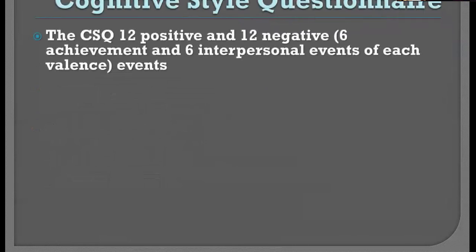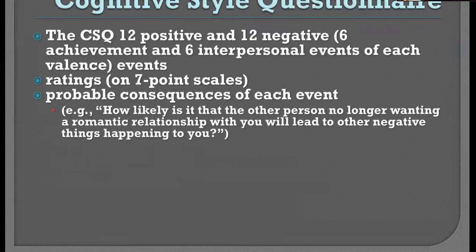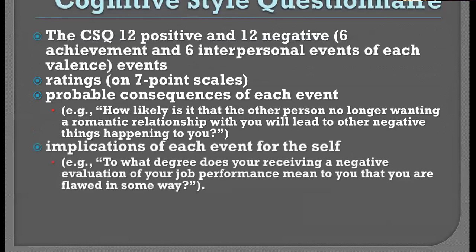I want to illustrate what we've been talking about with cognitive styles and attributional styles. So let's start with cognitive styles. You've got 12 and 12 positive and negative items, achievement and interpersonal items. It's all rated on 7-point Likert-type scales, and it's split up into probable consequences of each event. So what happens? How likely is it that you've messed up, or how likely is it that, after somebody just broke up with you, other horrible things will happen to you? And then the implications of the event for the self.